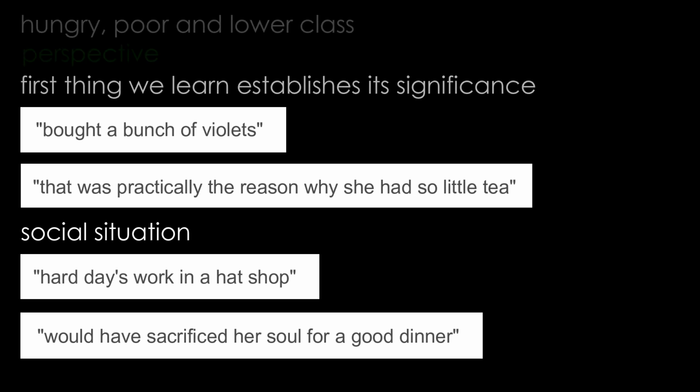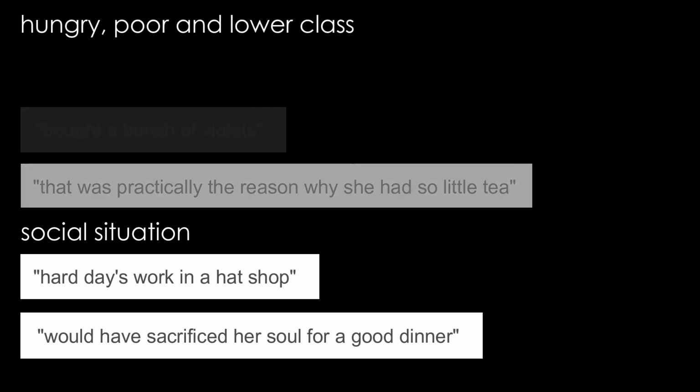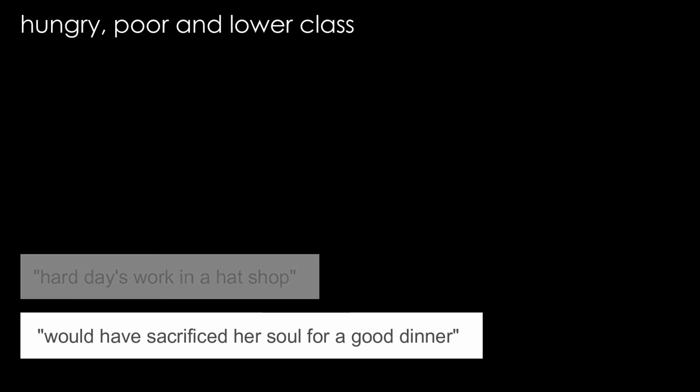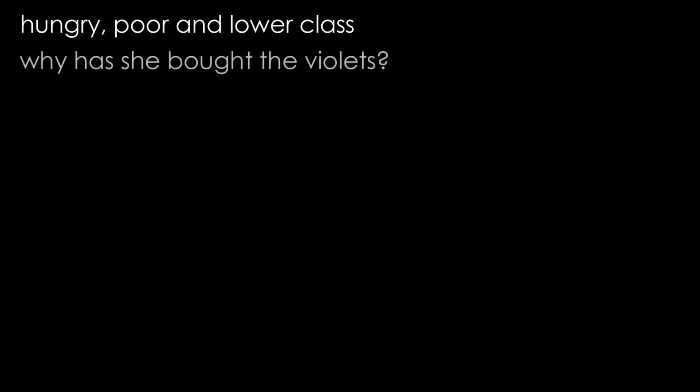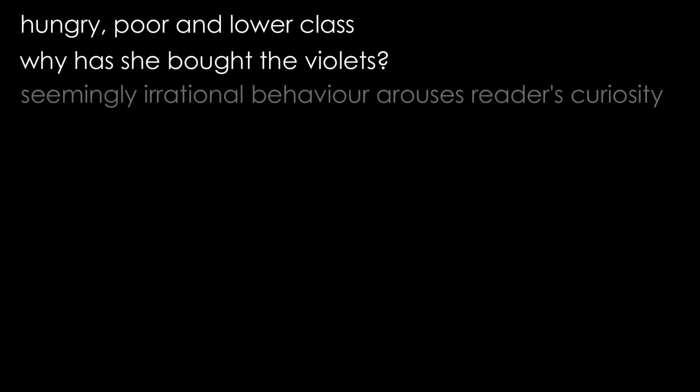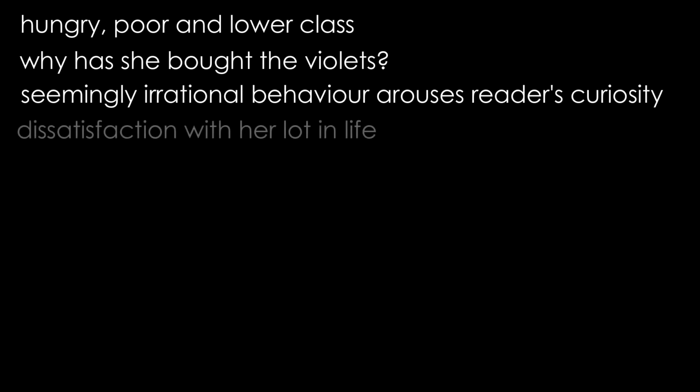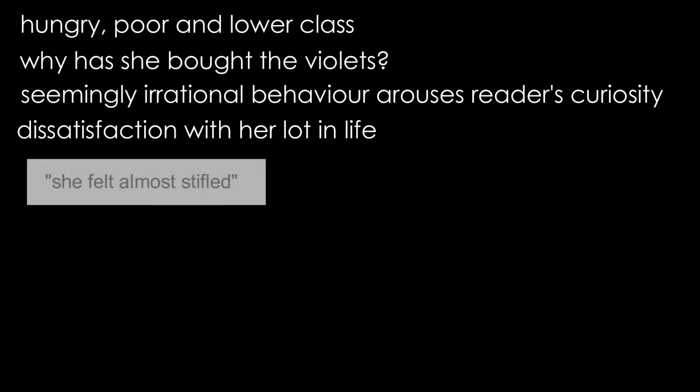She's clearly hungry, poor, and lower class. The reader is therefore left with the question, what could possibly have happened to make her waste her money on a bunch of violets if she doesn't have enough food to eat? This seemingly irrational behaviour arouses the reader's curiosity so that they read on to find out the reason. Her journey home also seems to reveal a dissatisfaction with her lot in life, as we learn that she feels almost stifled by the oppressive atmosphere in the bus.